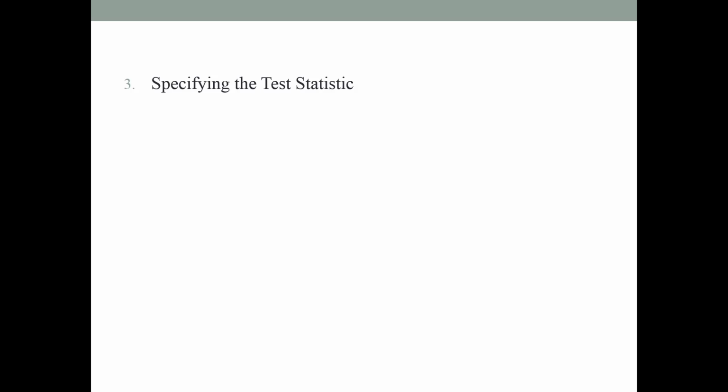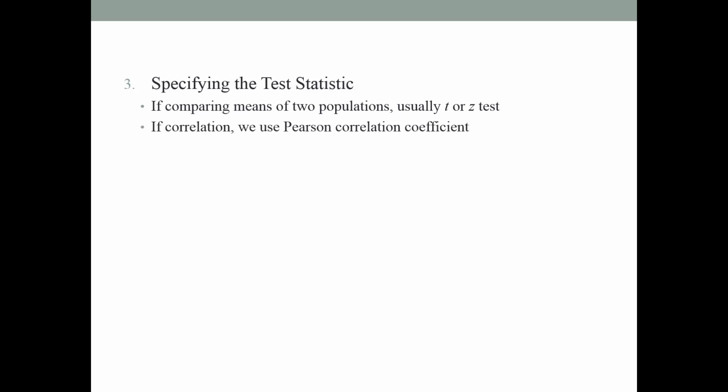Step 3 is specifying the test statistic. If we compare means of two populations, we use the T or Z. We will discuss this later. Actually, in the next step, we are going to talk about the Z test. And if it's a correlation, we use the Pearson correlation. And there are many, many more, but you don't have to worry about it at this point. Okay, step number 4 is computing the test statistic. So we're going to tell you how to do that.